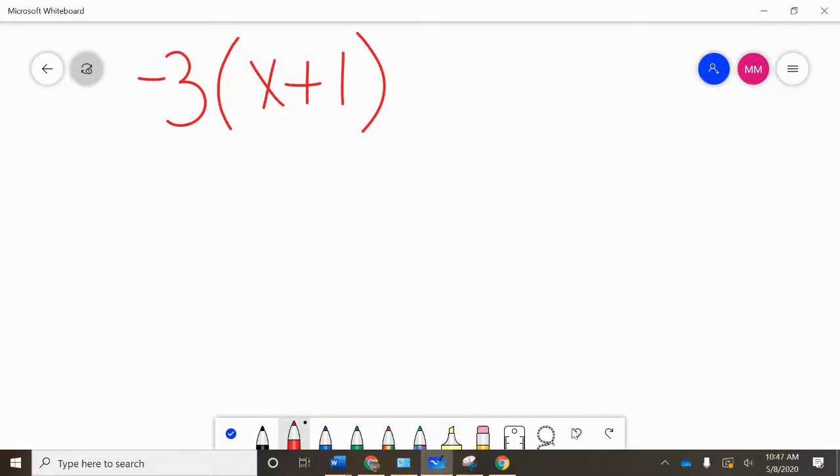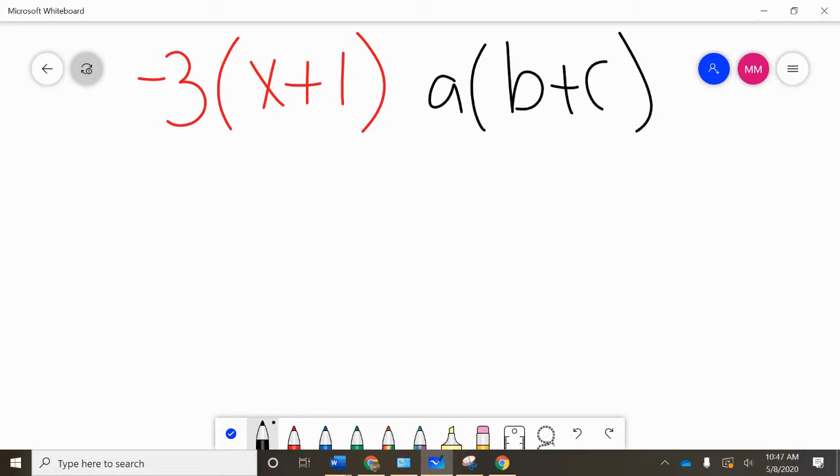So here's a quick review on the distributive property. If we remember, the distributive property is where we have a number outside of our parentheses that's being multiplied to everything in the parentheses.